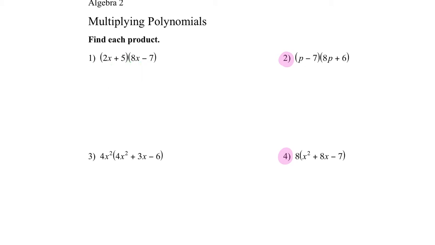So I'm going to FOIL. That means that I'm multiplying the first times the first. So that's 16x squared. Then the outer, so 2x times -7, so that's negative 14x. Then the inners, so it's 5 times 8, that's plus 40x. And then the last, that is 5 times 7, that's negative 35. And now I'm just going to combine like terms. So I got 16x squared. Negative 14 plus 40 is plus 26x minus 35.